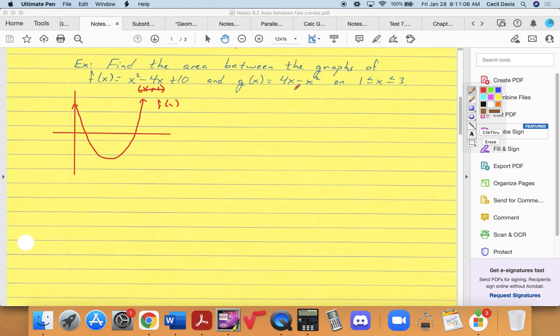And likewise for this, 4x minus x squared. Now that one I can factor. It factors to x times 4 minus x, which means it has a zero at 0 and a zero at 4. So let's see, what is this one at 4? That one's 10. So this one looks something like this.